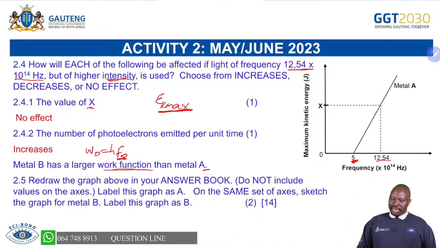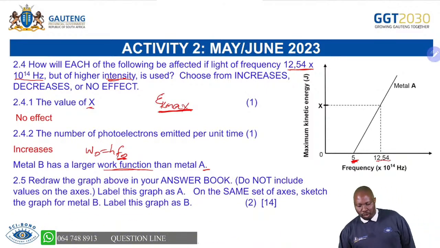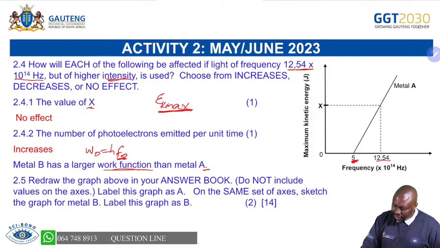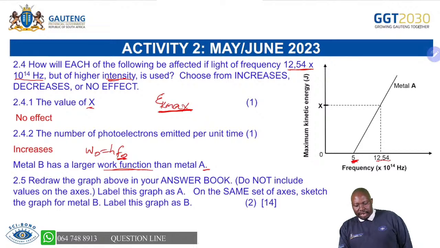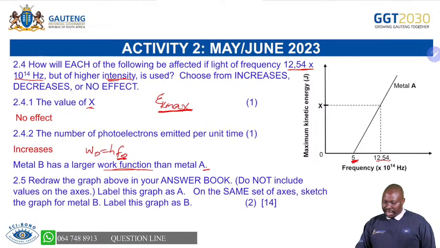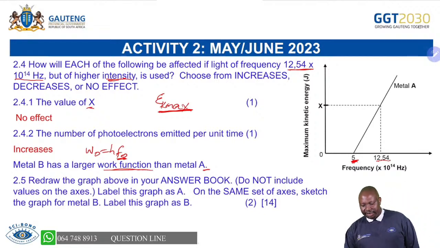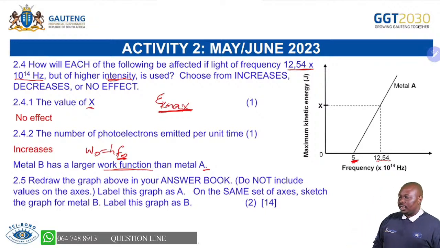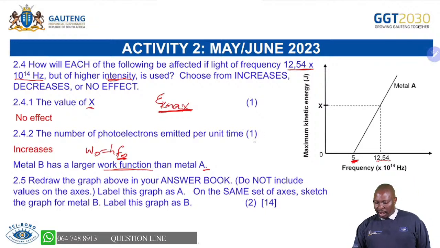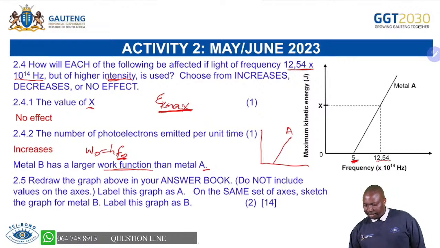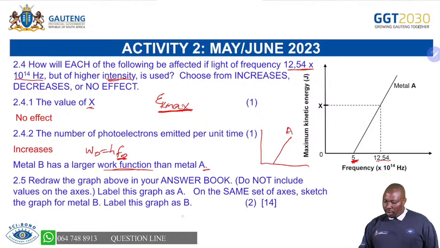And then the question says, redraw the graph above in your answer book. Do not include values on the axis. Label this graph A. On the same set of axes, sketch the graph for metal B. Label this graph B. So for 2 marks, you can see that you are drawing the same graph, and you can just draw the axis like that. You knew that for A it was 5 times 10 to the power of 14, but for B now we are saying because the work function is larger for B, the threshold frequency will be larger. So you expect B to be somewhere like that.